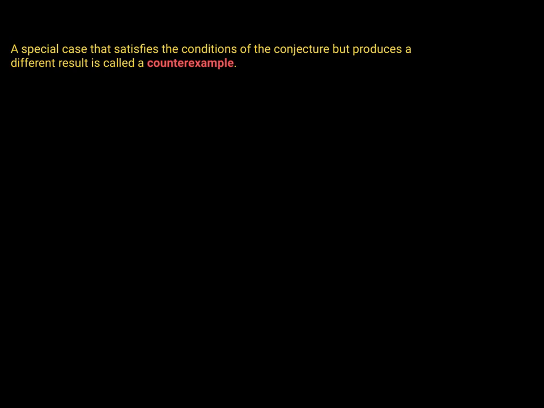So if you come across a special case that satisfies the conditions of the conjecture but produces a different result, has an outcome that contradicts the conjecture, that's called a counterexample. A counterexample proves that the conjecture is false. Okay? Because you only need one exception to show that a conjecture is not valid. All you need is one example that shows it's not true. You just need one counterexample.